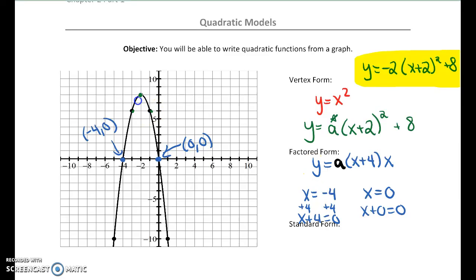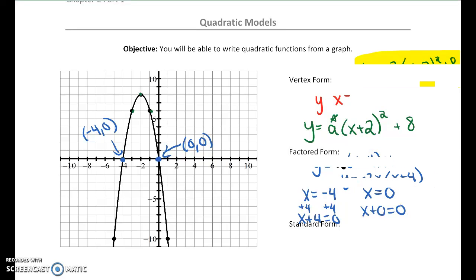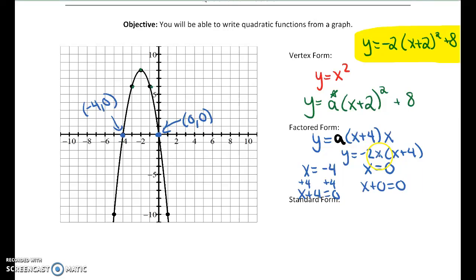So I could plug in like this, this, but I would get a is negative 2 because it's going to be the same in every form. So my final equation would be y equals negative 2 x minus 4 times x, or really how you could write that is negative 2x times x plus 4. Again, you could say x plus or minus 0, but why not just leave it as x? And that would be your final answer.